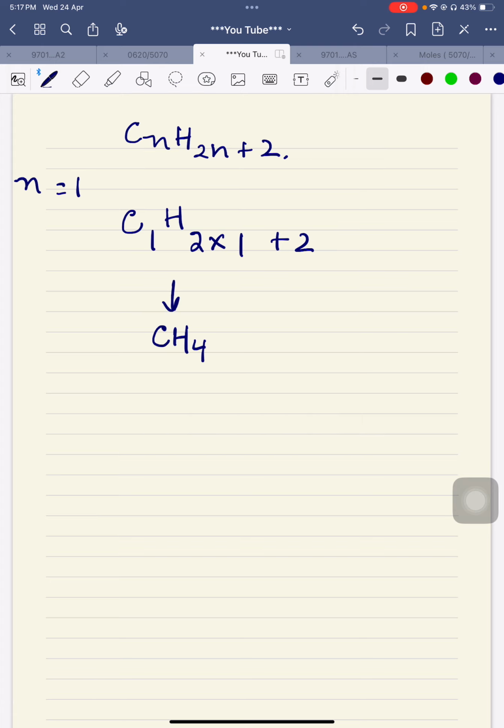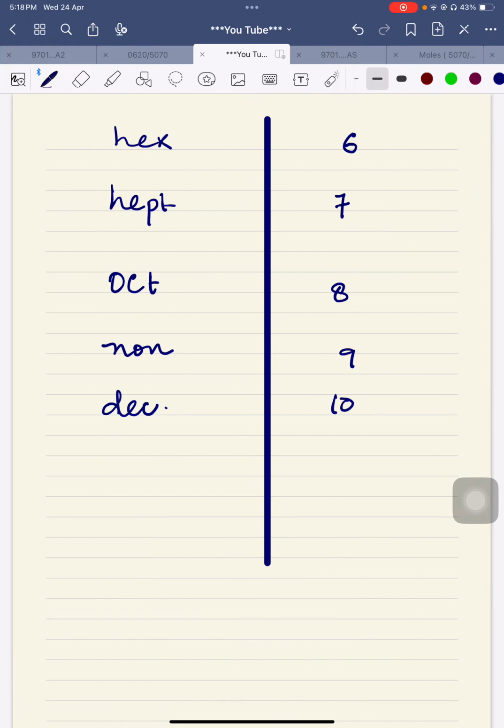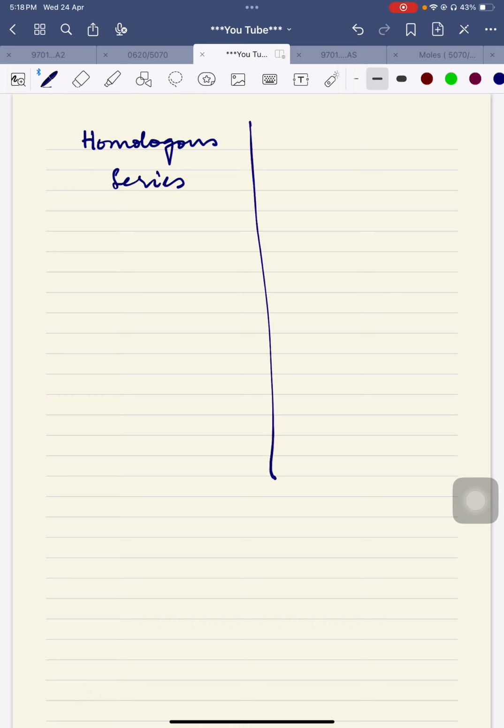One more thing which I would like to inform you before starting alkanes. Here I'm just adding one more page. That is what will be the final family name for these homologous series. So here I'm writing homologous series, and here the final family name.